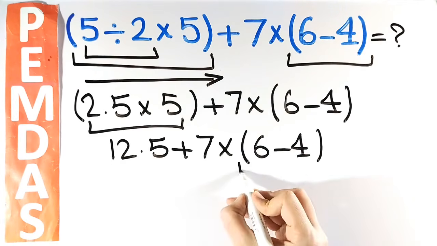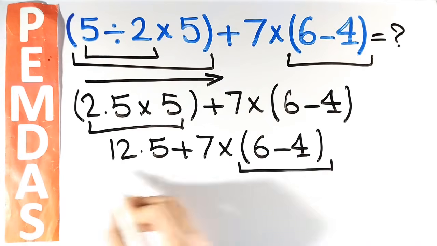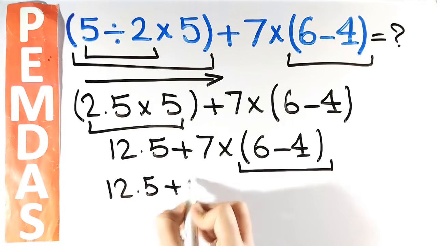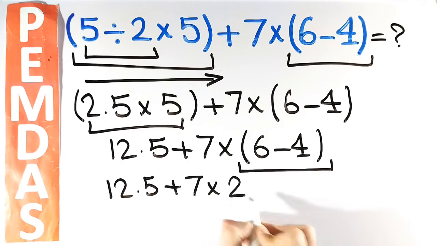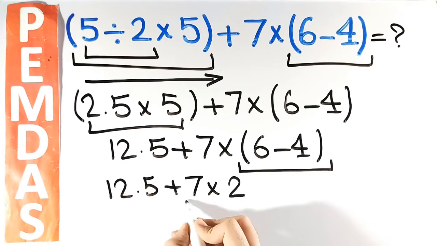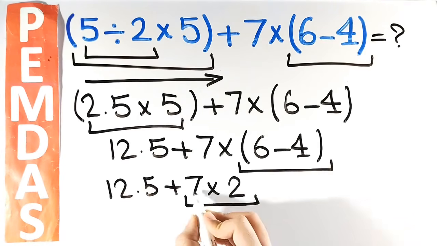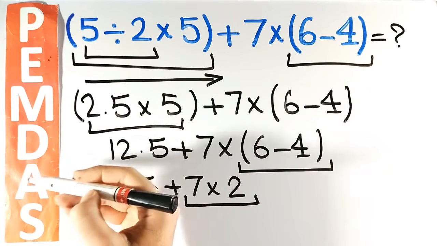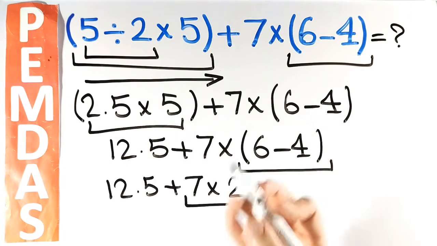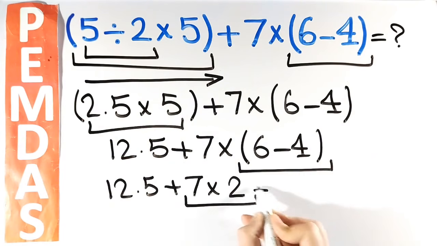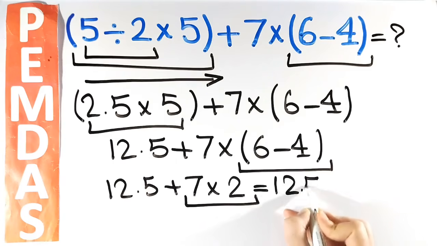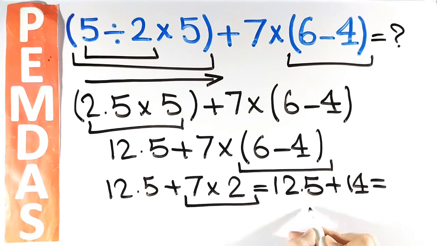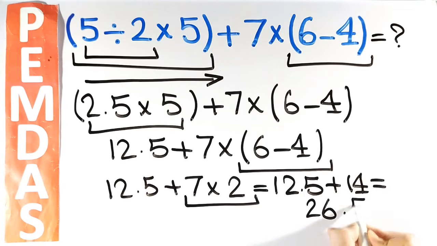Then we go for the expression inside the second parenthesis and write this expression as 12.5 plus 7 multiplied by 2. And the final step, we go for the multiplication between 7 and 2 because multiplication has a higher priority than addition. So, instead of this expression, we can write 12.5 plus 14, which finally gives us the answer, 26.5.